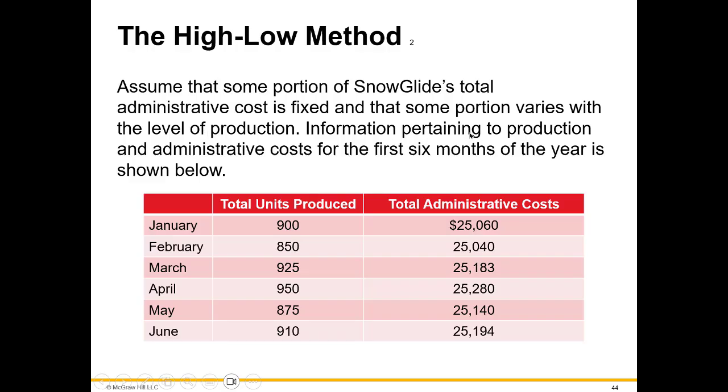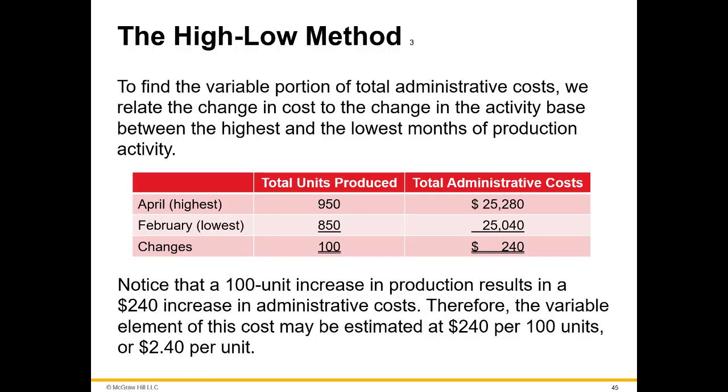All right, so here are our production and administrative costs for the first 6 months of the year. So here's how many we produced. Here's our total administrative expenses. So we want to find the variable portion of this. And so we're going to go ahead and take the highest and the lowest. Okay, and let's go ahead and look at that.